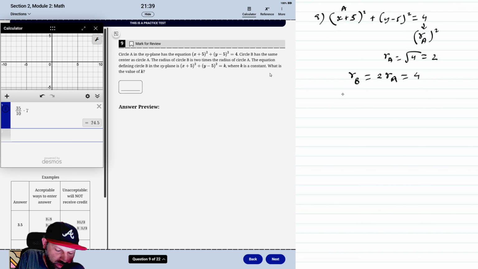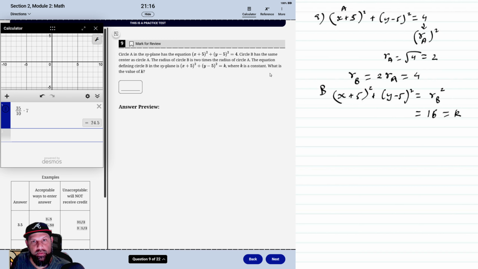Which means that the equation for circle B is going to be x plus 5 the whole square plus y minus 5 the whole square equals RB squared, which is equal to 16, which is equal to k. So the value for k is 16.